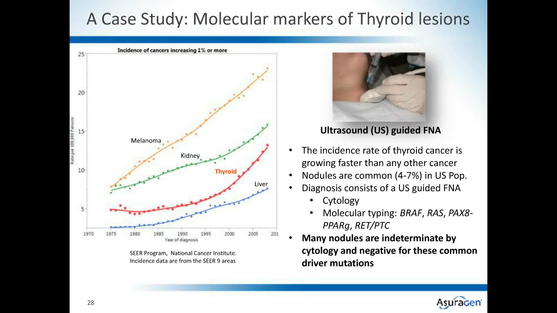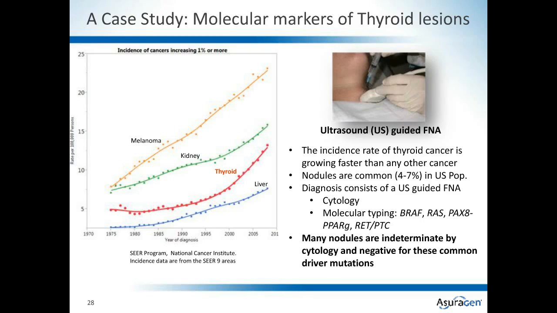Next, I will discuss a case study that we applied this whole transcriptome RNA-seq workflow to for the purposes of discovering novel diagnostic biomarkers in oncology. This case study focuses on improving molecular diagnostics for thyroid cancer. This is motivated by the fact that the incidence rate of thyroid cancer is growing faster than any other cancer.